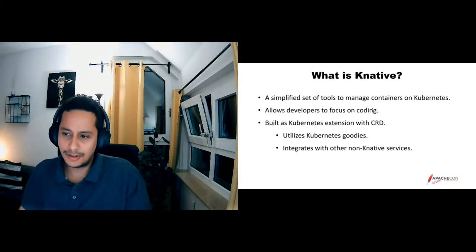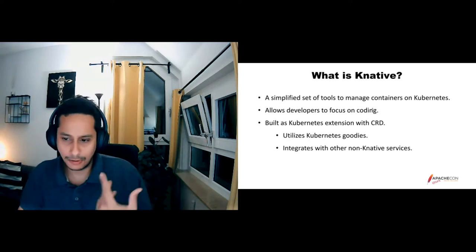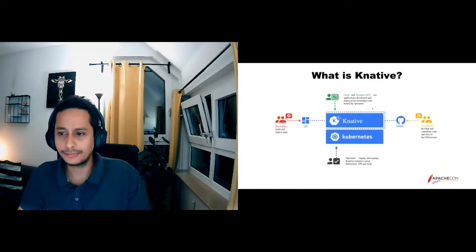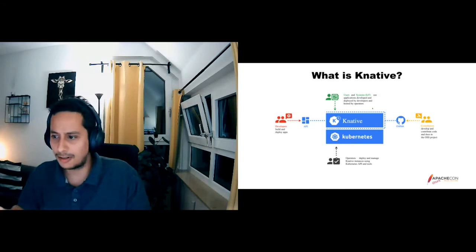Because they are CRDs, it doesn't have to be everything Knative. All those Knative services could also interact with non-Knative services. For example, if you have other services deployed with normal Kubernetes, they can still work together. So this is a small overview of Knative. We have developers who just write an API and deploy it to Knative, and then the users just consume those services from Knative.